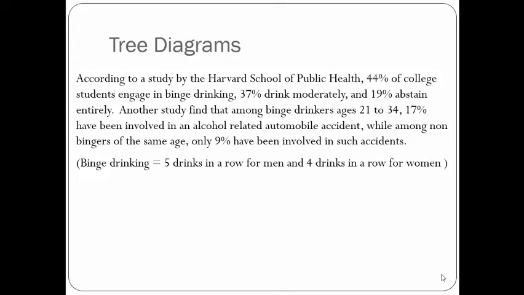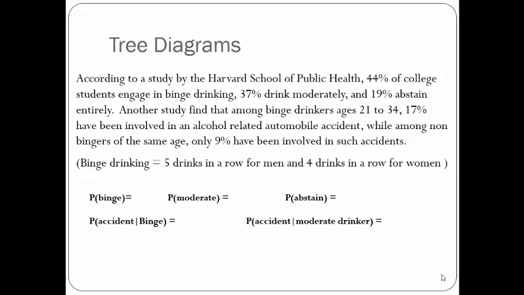So a separate study found that among binge drinkers, so around college age, 17% of those had been involved in alcohol-related accidents, while among non-binge drinkers, 9%. So all of a sudden, we know something essentially about the moderate drinkers. Out of the moderate drinkers, 9% of them have had an accident. So when you start thinking through this and writing out probability statements, all of a sudden you've got the probability of a binge drinker.